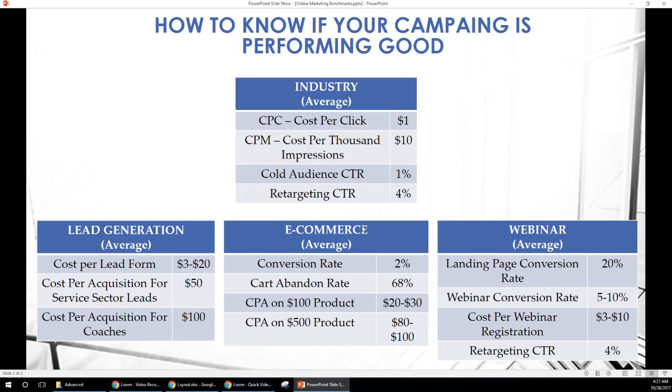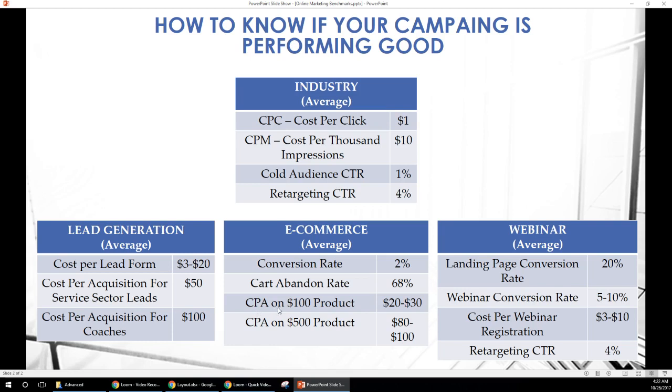Let's jump into e-commerce. E-commerce can see an average conversion rate of 2%. That means of all the people that we send their way, only 2% will purchase. Okay? Cart abandon rate, that means all the people that have added something to the shopping cart and now decided not to purchase, is 68%. But with Facebook ads, we can retarget this group and get them to buy. So our conversion rate can go higher. Just know that right now this is the benchmark.